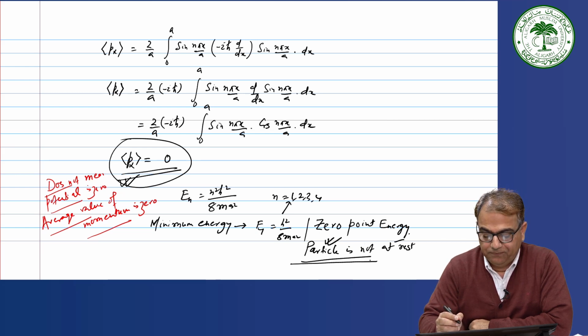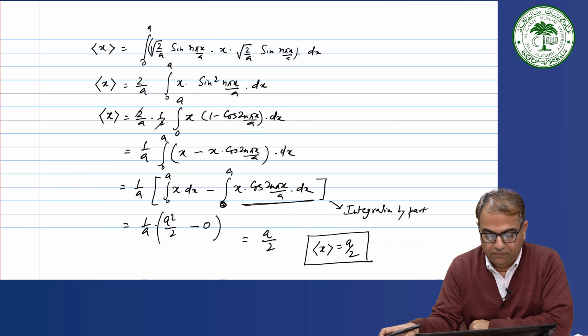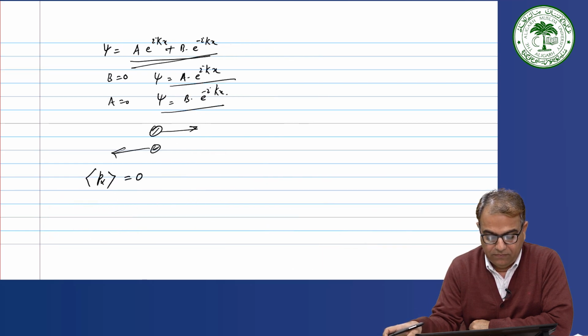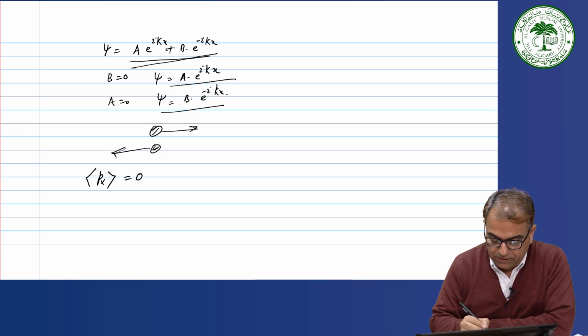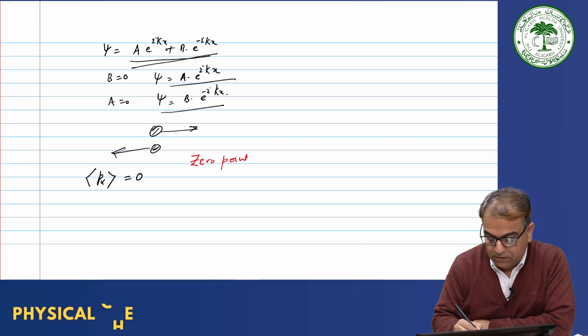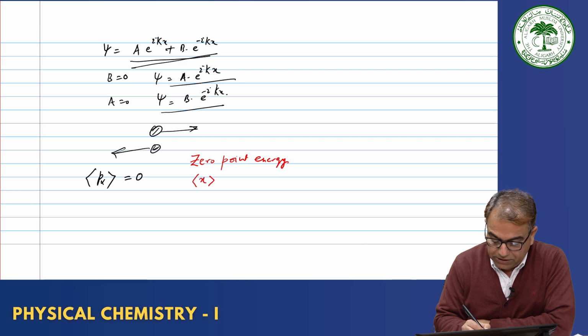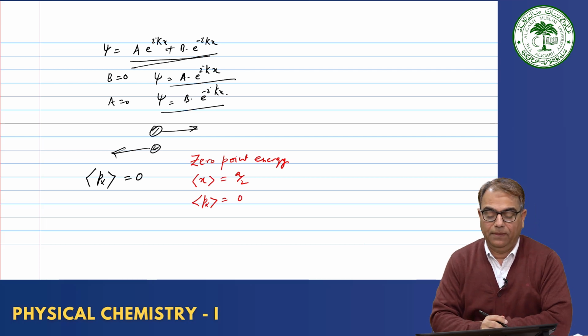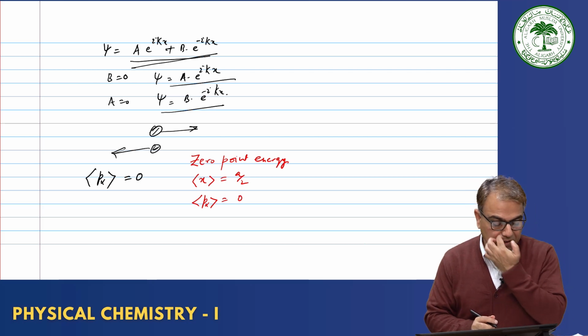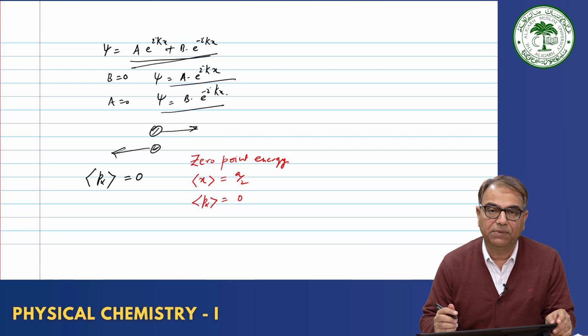Another concept which we learned is zero point energy, and the average value of position is a by 2 and the average value of momentum is 0. Having done this, you can go ahead and calculate several other properties also.